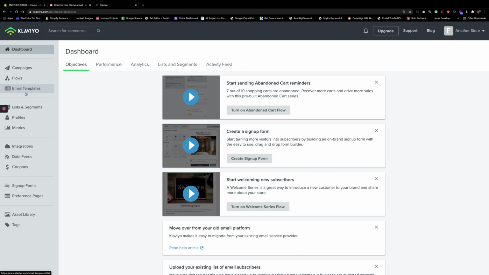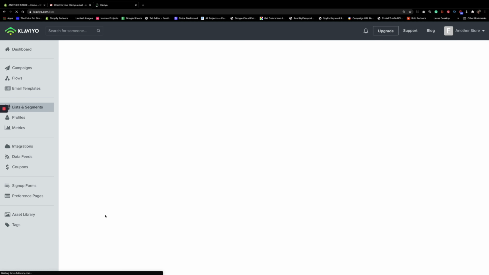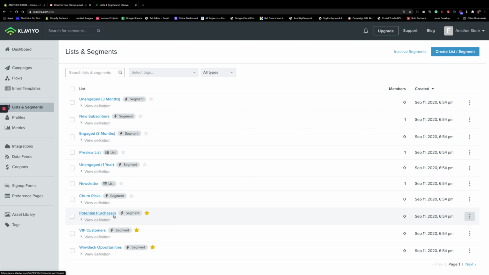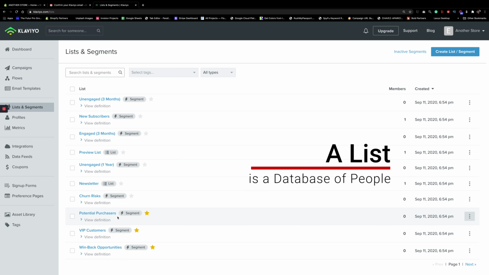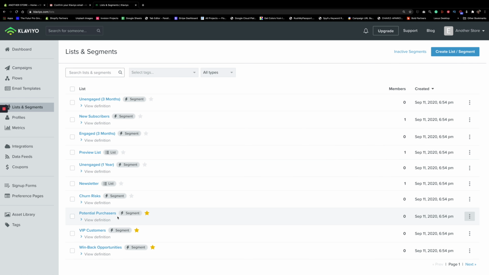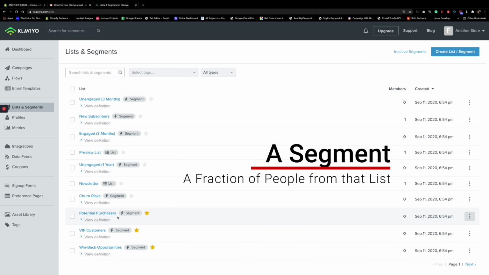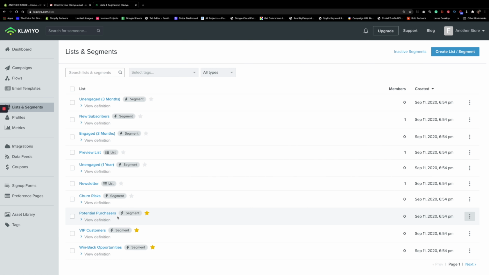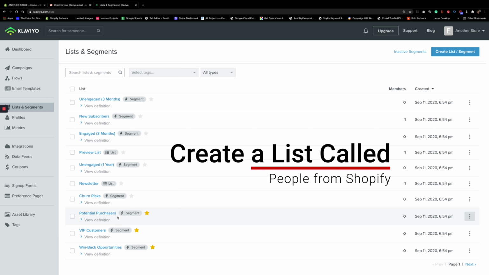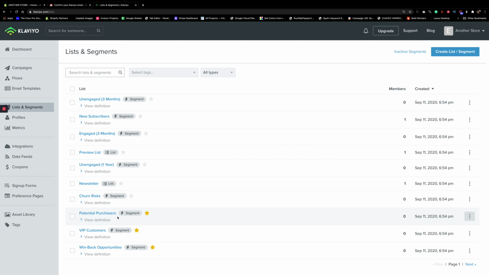So I want to first start off with the lists because I think the lists are the most important ones. When it comes to lists, think of it like a database of people. A list is just a database of people, and a segment is a fraction of the database of those people. I'll give an example. A list is everybody that comes in from Shopify. So you have your whole customer database from Shopify. But then a segment is a fraction of that list. So what would a fraction be?